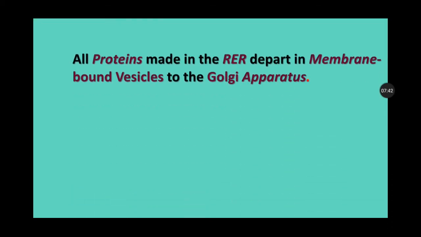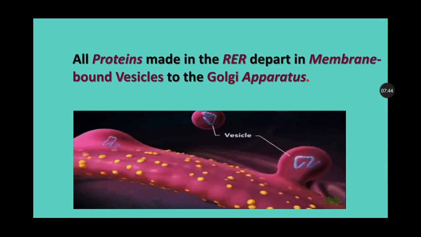So this is also the structure: all the proteins made in the rough endoplasmic reticulum depart in membrane-bounded vesicles towards the Golgi apparatus, where the Golgi apparatus will receive them at the trans face, sort them out, modify the protein, and then secrete it in the form of vesicles from the cis face.